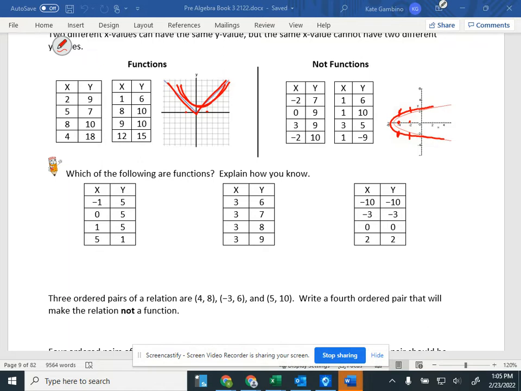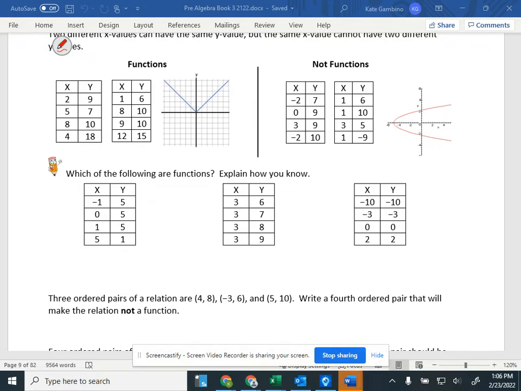So if it's going to be a function, it can either be that straight line that we've worked with, or it could be a curve or that V shape, because every time you put in that x, there's only one y that goes with it. When it's going up and down. Sideways, there's multiple y's.